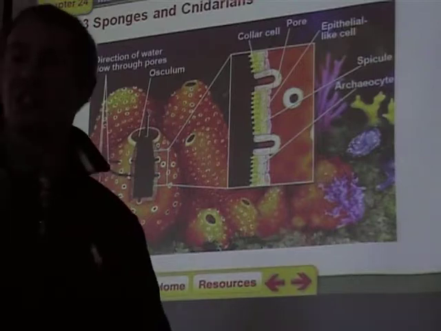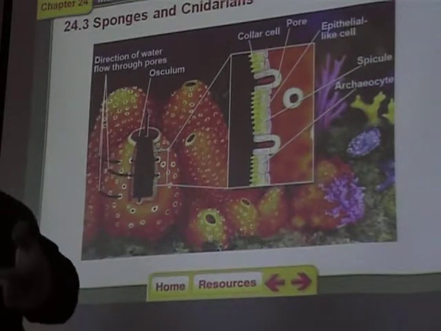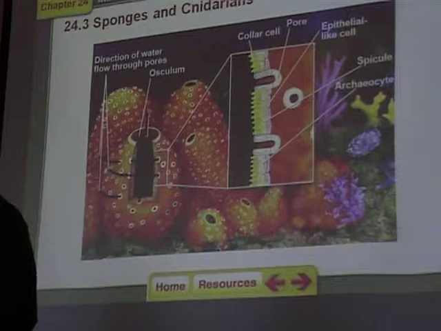So you can pass this around. This is before they had actual sponges that you buy in the store. Those are made of plastic.